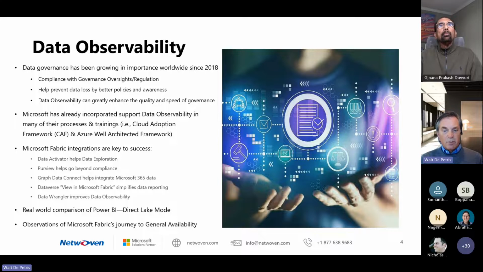In this webinar, we'll be exploring everything you need to know about these two crucial aspects of modern business strategy, as well as some exciting progress on many Microsoft tools to unlock the full potential of your data's most valuable asset, its data. As you'll see, Microsoft's made some great progress in adding support for data observability in many of their processes and their products. A few highlights that we'll cover today are the recent release of Data Activator and a cool tool for exposing data via Data Wrangler. We also have some real-world comparisons about Power BI Direct Lake mode and observations about Microsoft Fabric's journey to general availability.